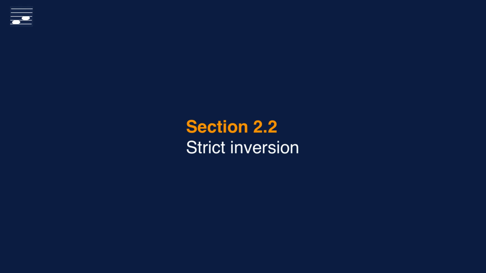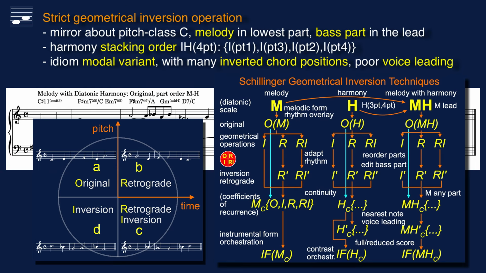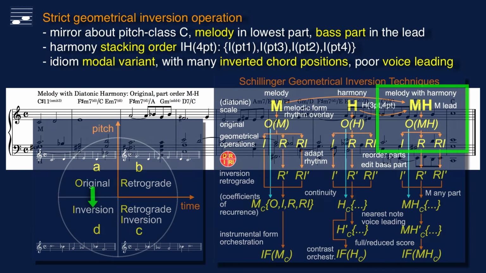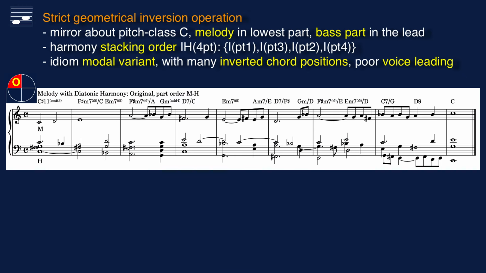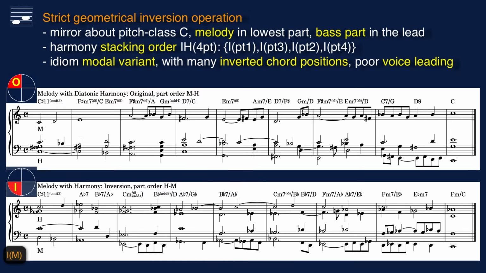The example will undergo inversion of both melody and harmony. Strict geometrical inversion implies mirroring the setting in the pitch domain about a pitch axis, here the tonic degree C. This yields the melody in the lowest part, whereas the original bass now is in the lead. Each harmony part is inverted separately.